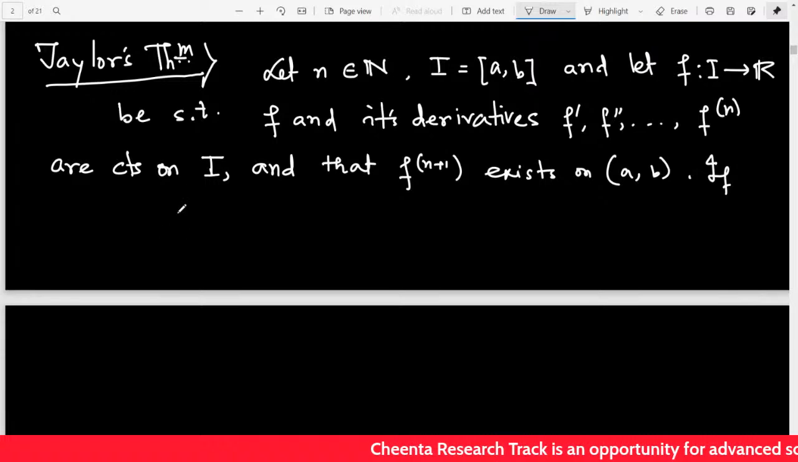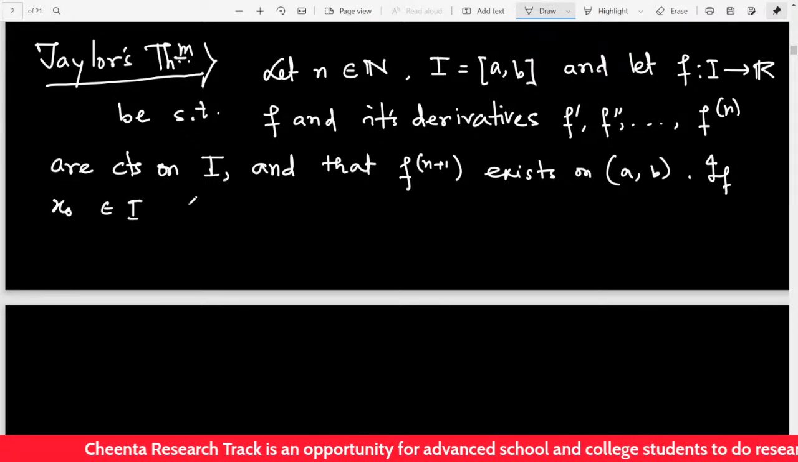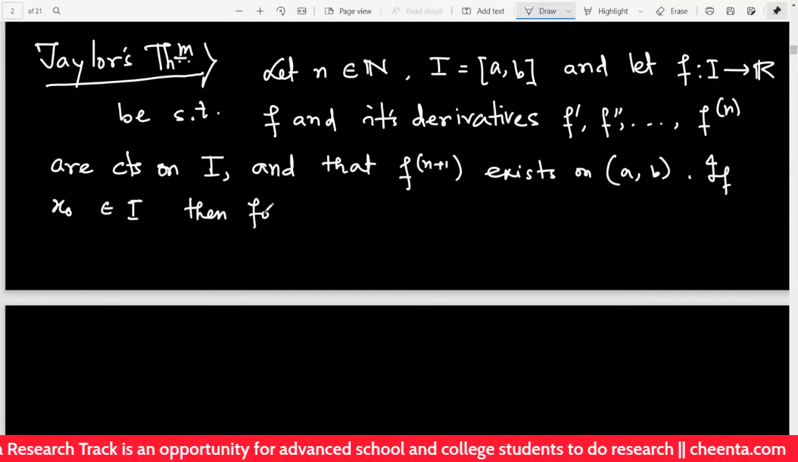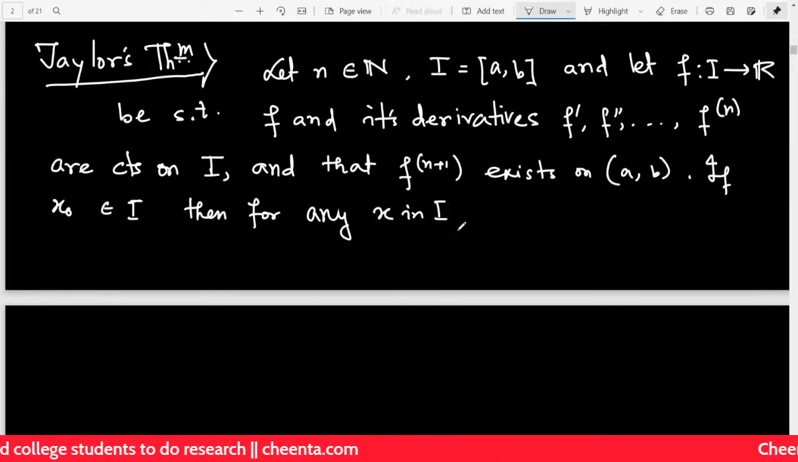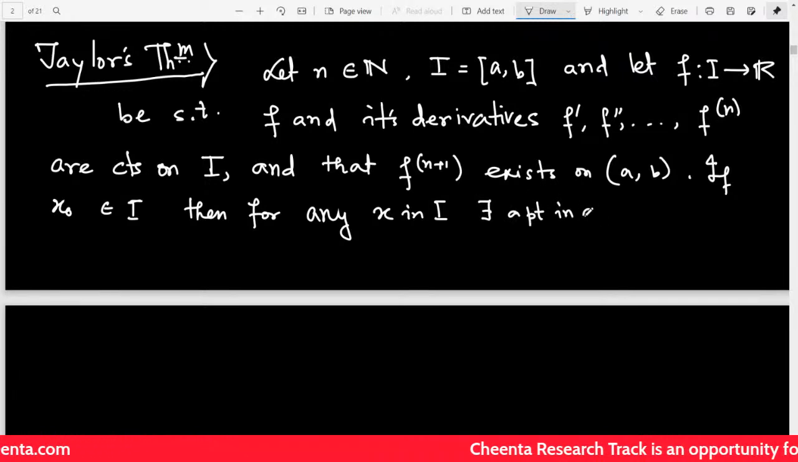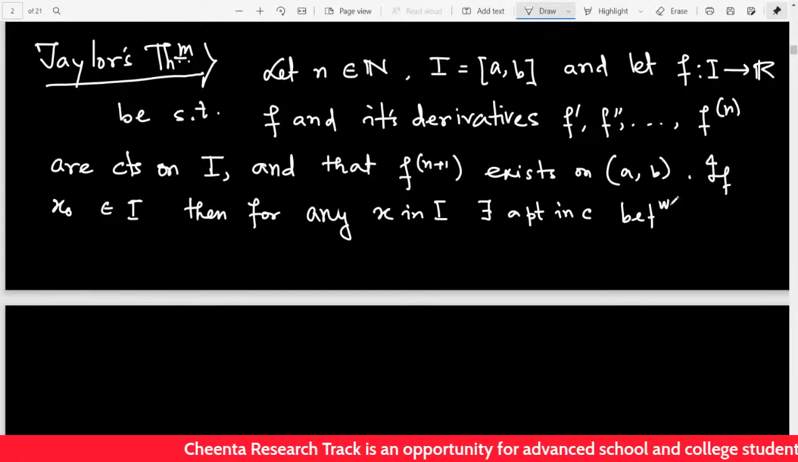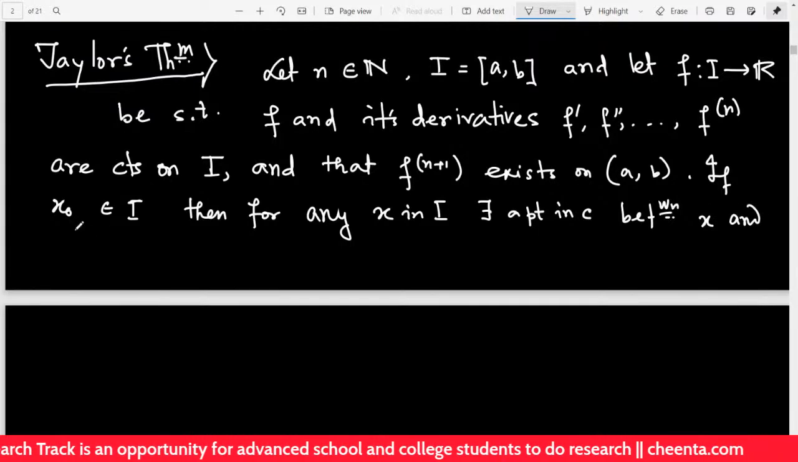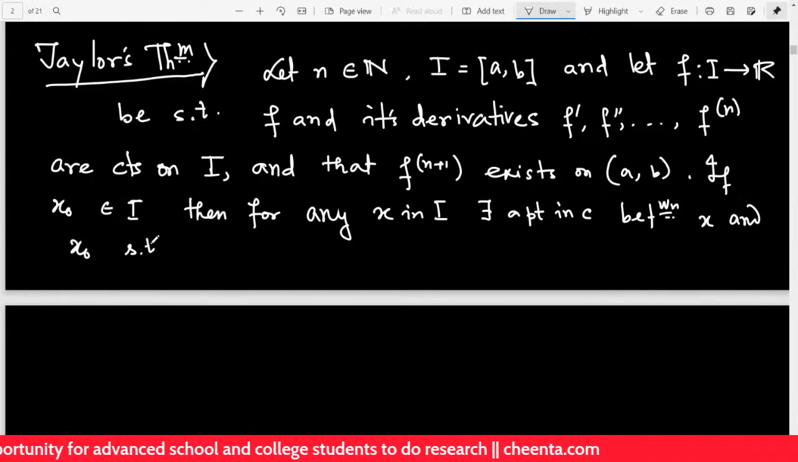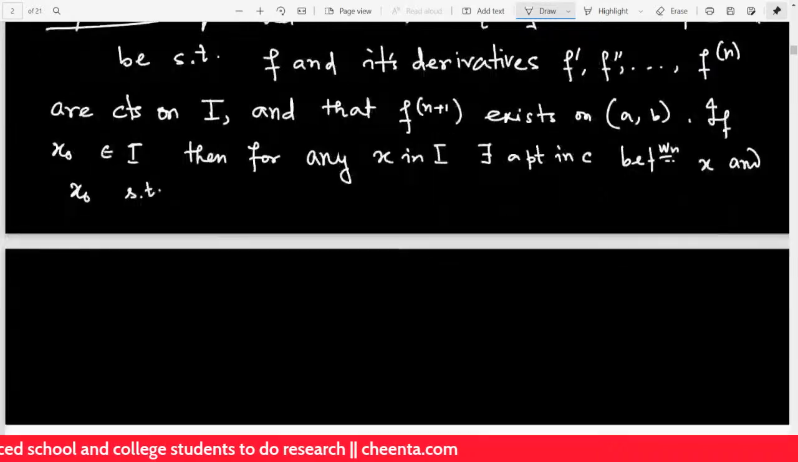So now if x naught belongs to I, then for any x in I, there exists a point c between x and x naught, such that you have the Taylor's expansion.